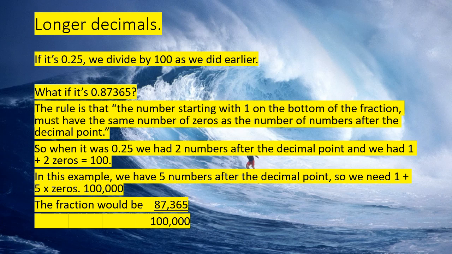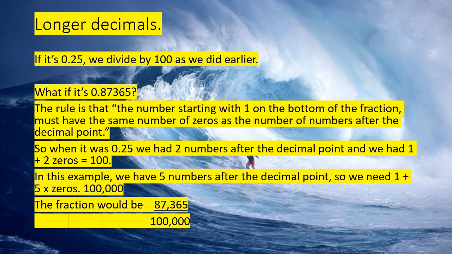What about longer decimals? If it's 0.25, we divide by 100, as we did earlier. What if it's 0.87365? The rule is that the number starting with 1 on the bottom, like 100, must have the same number of zeros as the number of numbers after the decimal point. So when it was 0.25, we had 2 numbers after the decimal point, 2 and 5. And we had 1 plus 2 zeros to make 100.